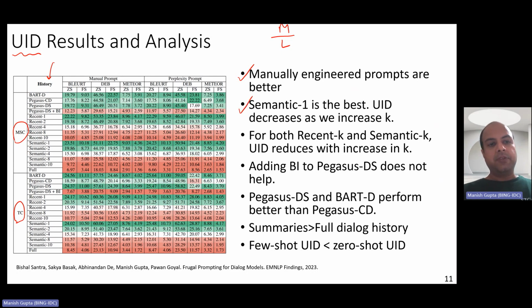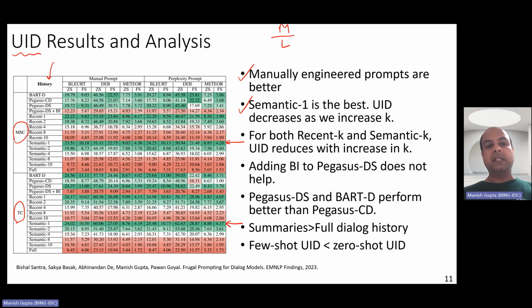So if you look at it, for every column, the green color indicates the values are higher and red color indicates the values are lower, right? And that's basically for every column within a data set. Okay. So what you observe is that semantic one, this one, is the greenest in every column, right? And that basically tells you that semantic one is the best.